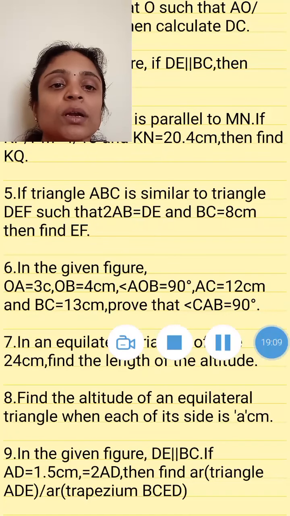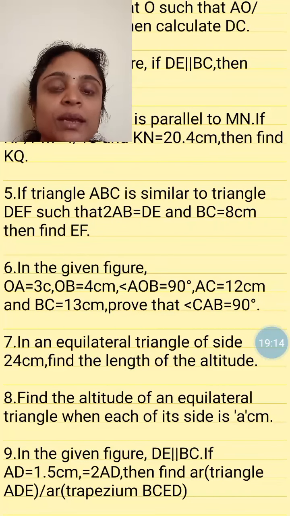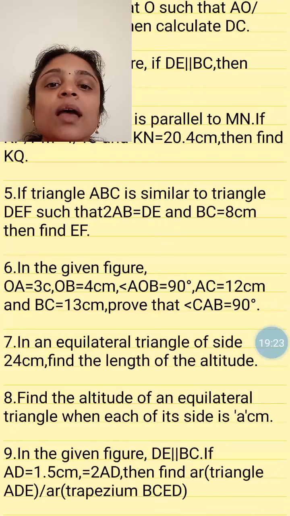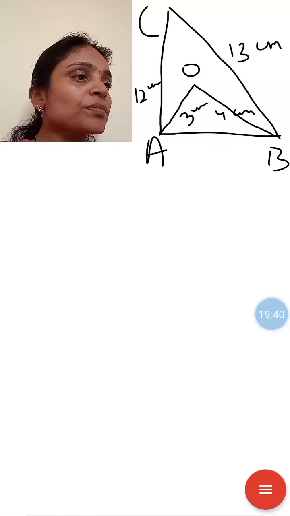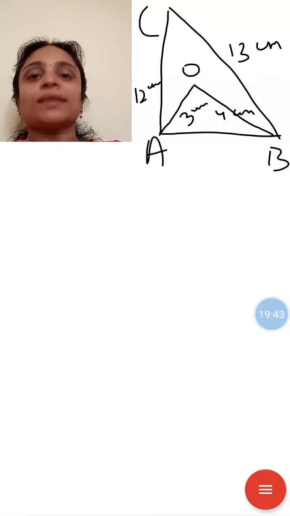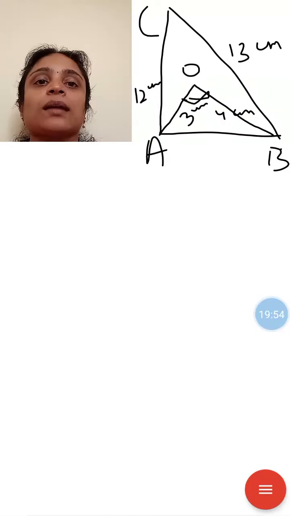Understood? Now look at the sixth question. In the given figure, OA equal to 3 centimeter, OB equal to 4 centimeter, angle AOB equal to 90 degree, AC equal to 12 centimeter and BC equal to 13 centimeter. Prove that angle CAB equal to 90 degree. Here given that AC equal to 12 centimeter, BC equal to 13 centimeter, AO equal to 3 centimeter, OB equal to 4 centimeter and this angle AOB equal to 90 degree. We have to prove that angle CAB equal to 90 degree.